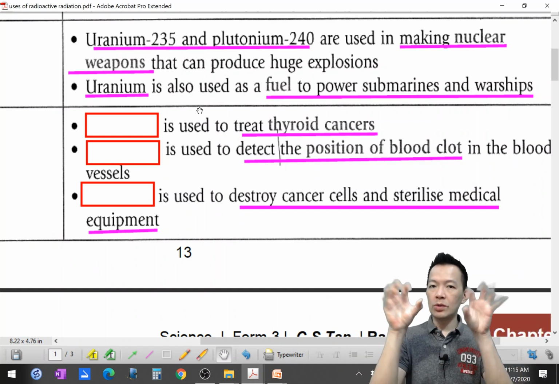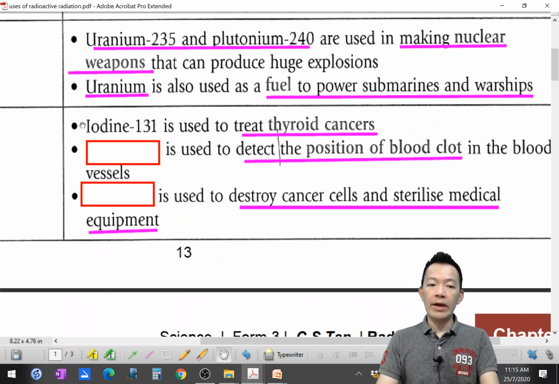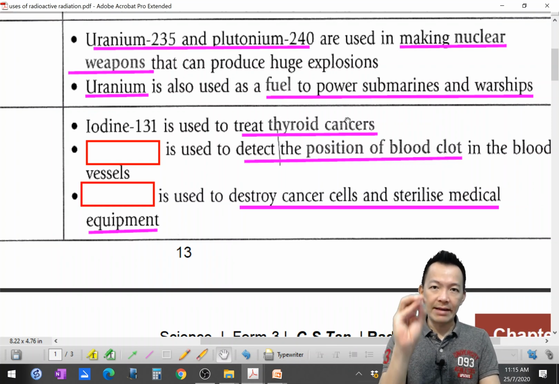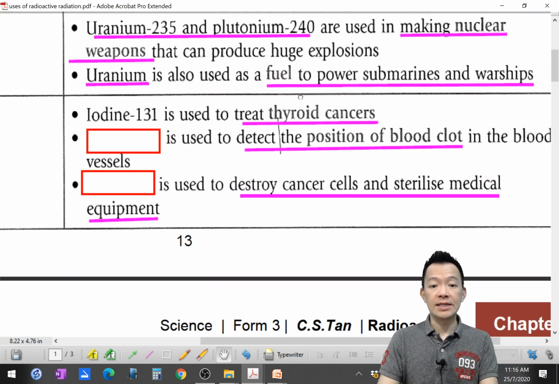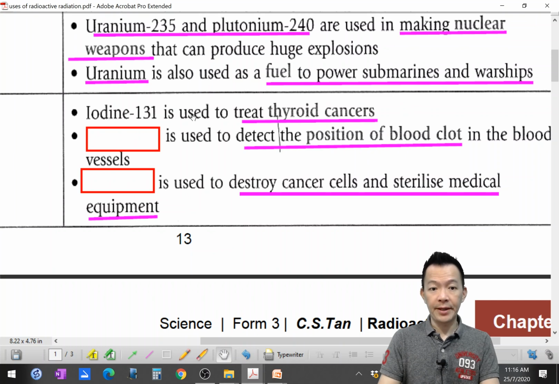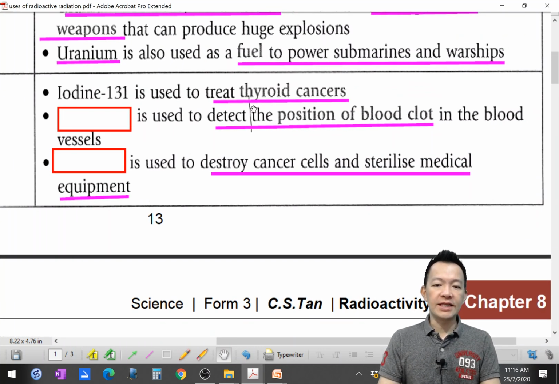If your thyroid gland is good, iodine 131 will be absorbed. After that they scan your body, and they know whether it works or not. So iodine 131 is used to treat thyroid cancer or to check the effectiveness of the thyroid gland in producing thyroid hormone, to check whether your thyroid has any problem. Next, it is used to detect the position of the blood clot in your blood.